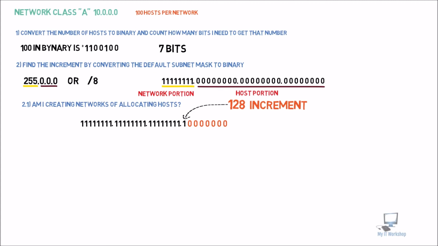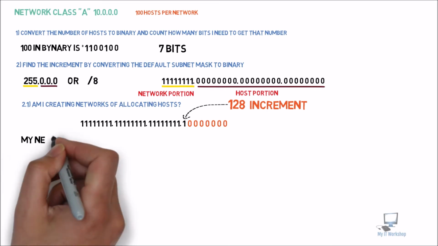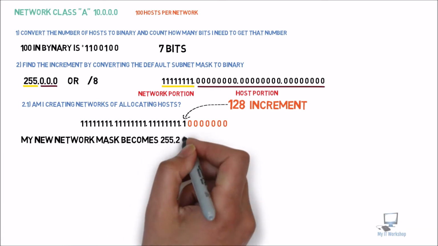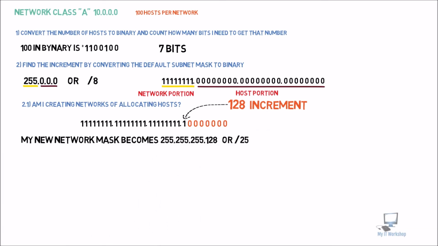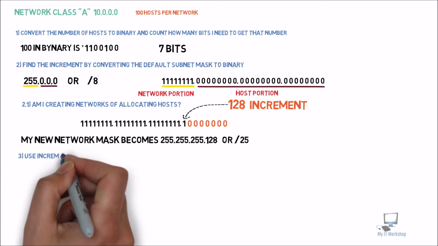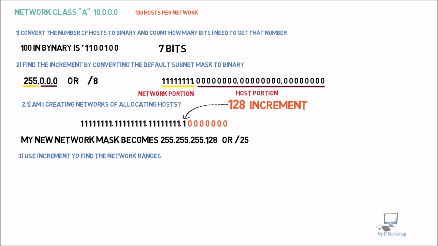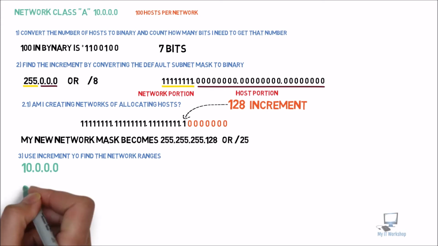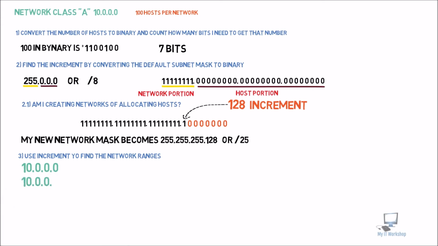So let's find out about my ranges for this example. I know this part is very daunting. When I learned it the first time, it took me like 3 or 5 exercises to understand how to do it. So if you understand it, practice it. Now, the next step is my new network mask becomes 255.255.255.128, I believe I said 255 three times, or /25. Now I use the increment to find the network ranges.